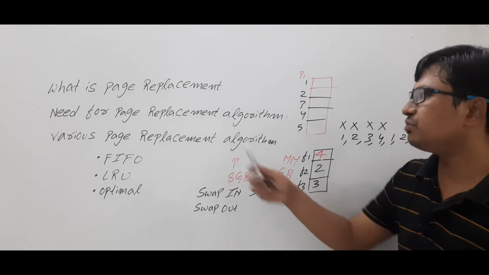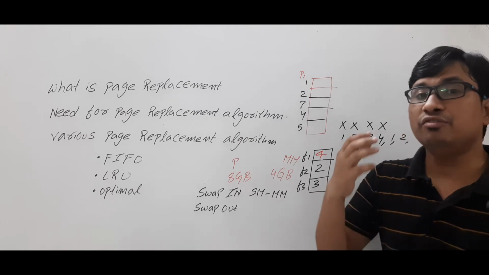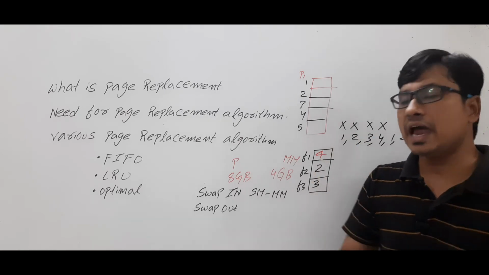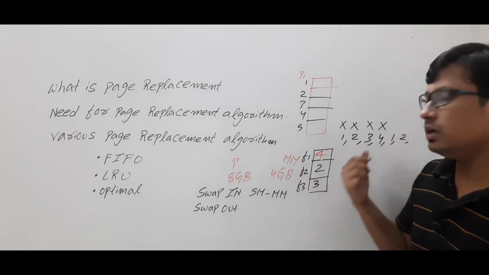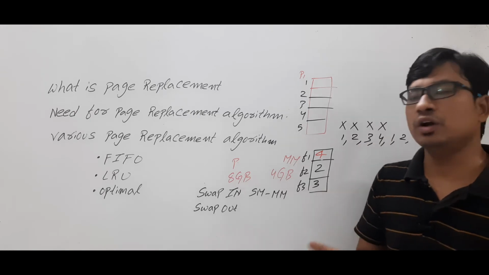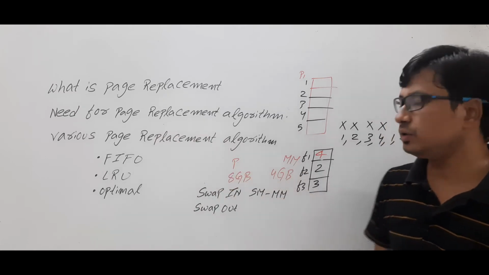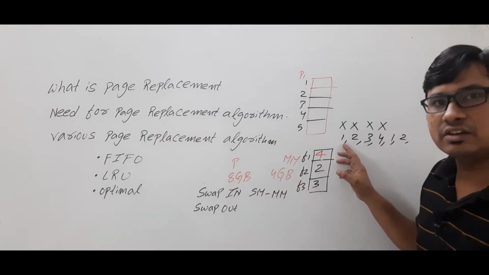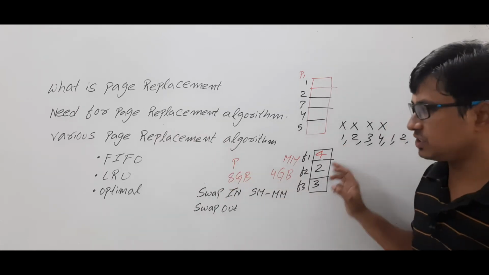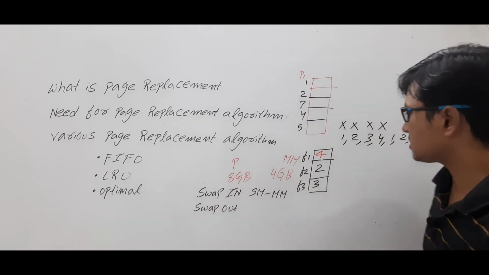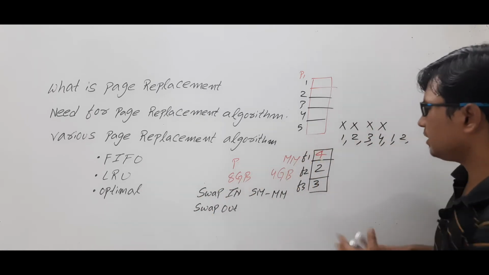So that is the need for the page replacement algorithm: finding the victim page and then replacing it with the new page. We call this concept the page replacement algorithm. So in first in first out, the page which was inserted first will be swapped out first. If it is LRU, let's consider that. Okay, now it is okay.